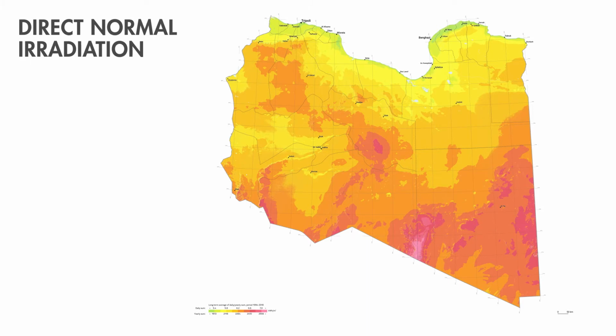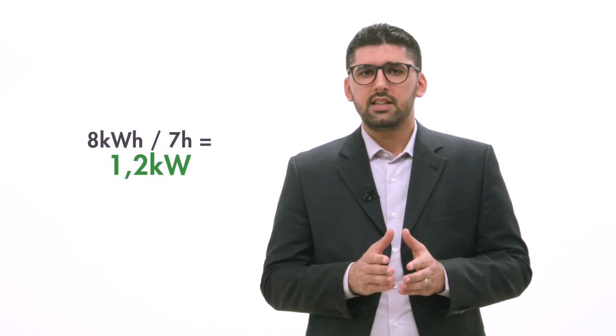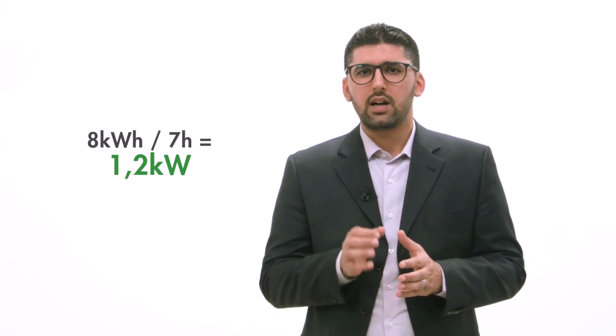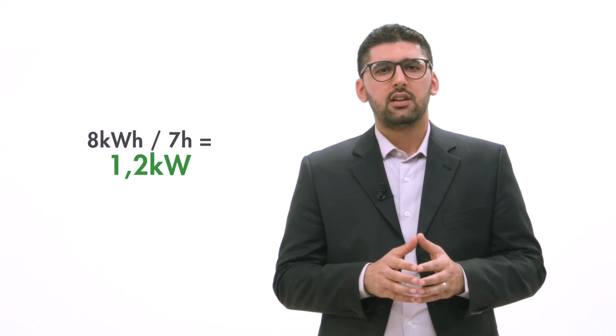According to the Renewable Energy Authority of Libya, the average sunshine is about 3,200 hours per year. That means we have an average of 7 sun hours per day. In these 7 hours, the sun is on the panels, so the panels are producing their maximum power. So per day, if we divide 8 kilowatt hour by 7 hours, we get 1.2 kilowatts. This is the total watts we need from the panels.